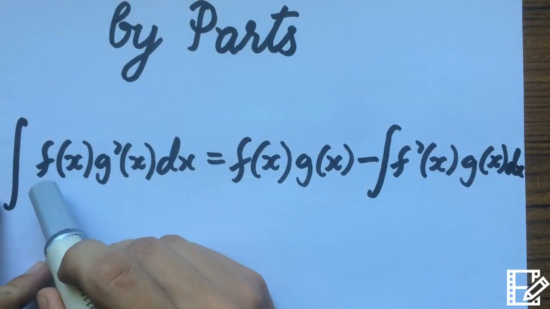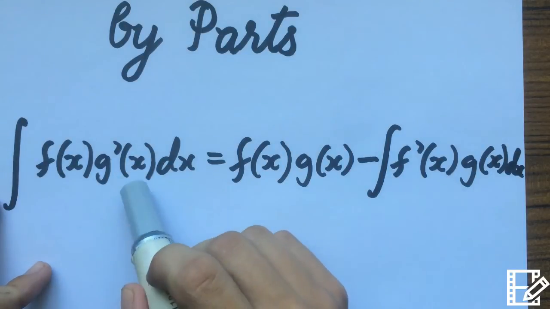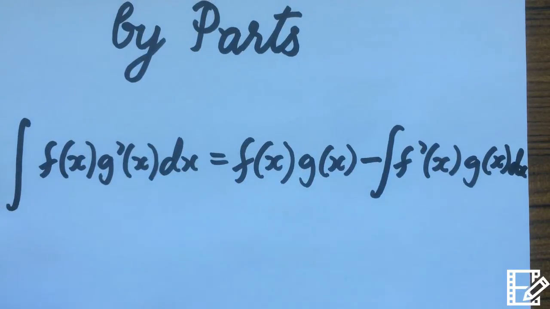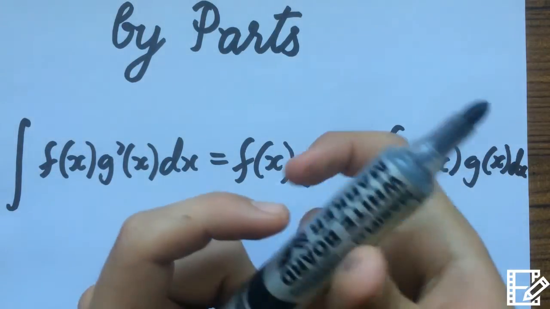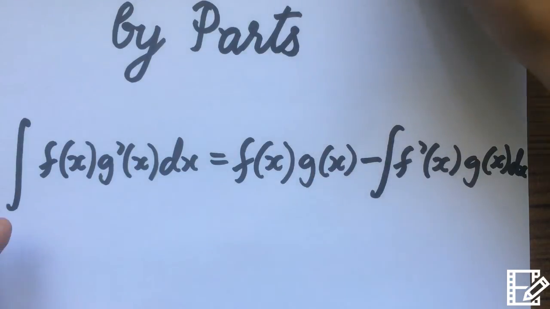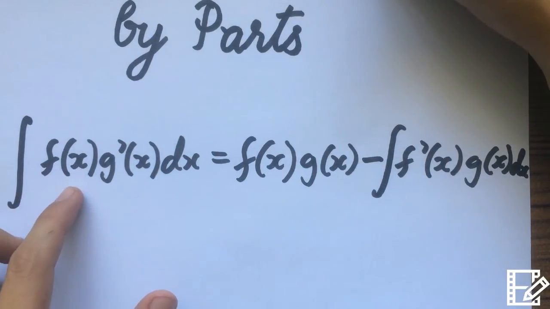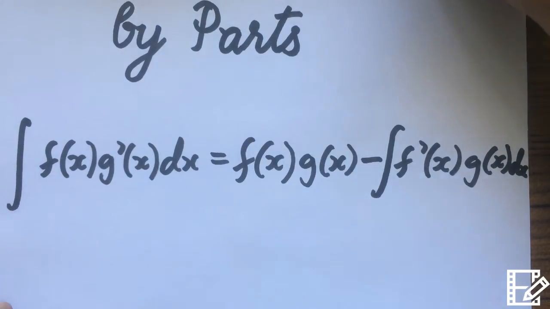Up here you have a function, and the second function that you're multiplying it by is already derived. It's kind of confusing to get your head around, but I'll show you an example because that's the best way to explain this. You've got to think of one as being the normal, original function, and the other as being the derivative of a function.